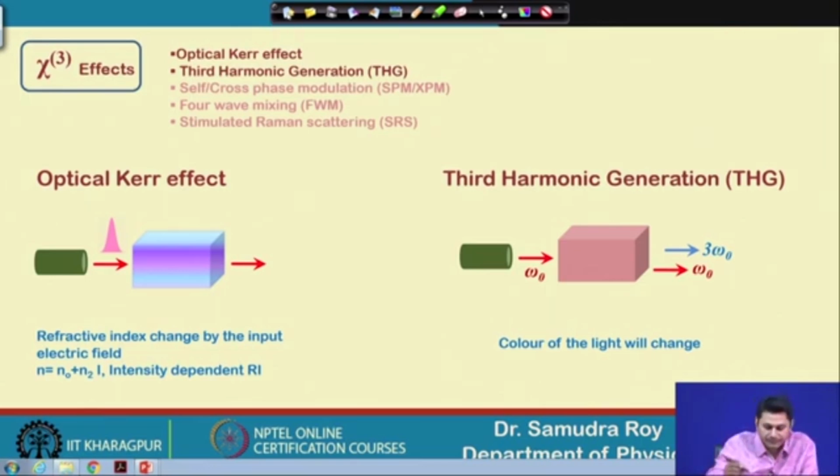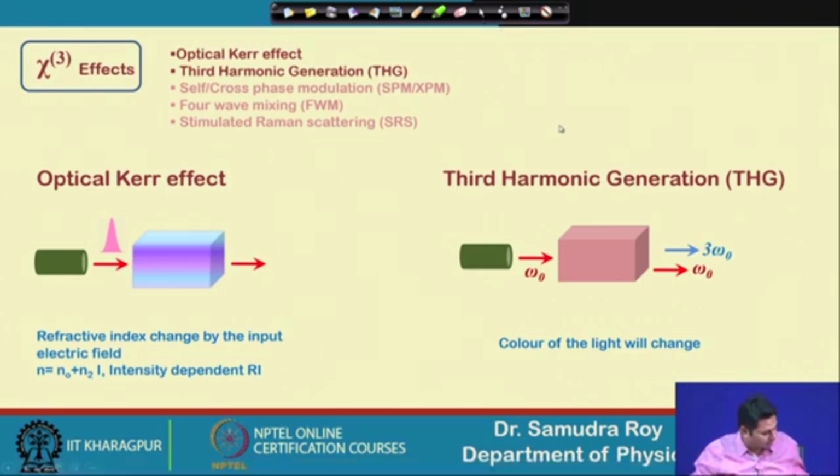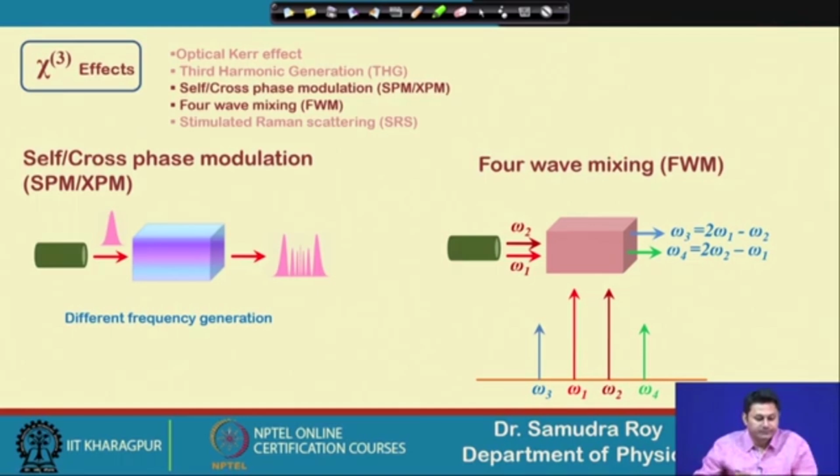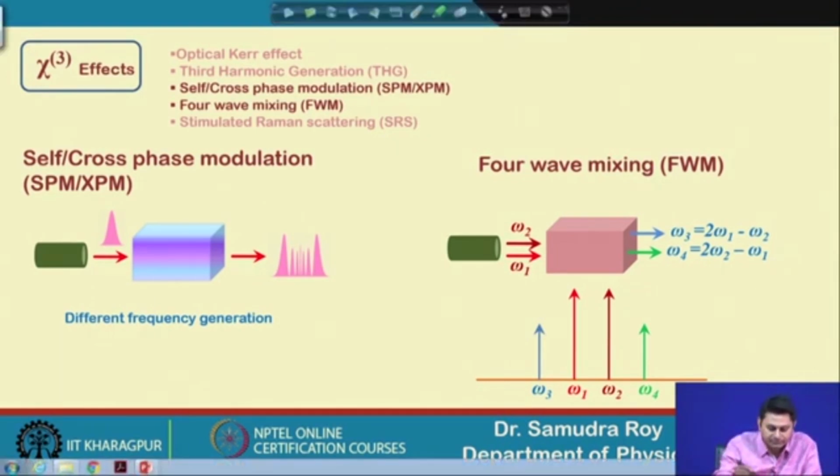Well, the next thing we will learn is self and cross phase modulation. In the chi3 effect there is a thing called self phase modulation and cross phase modulation, which is also very important. So, what is the meaning of self phase or cross phase modulation? Let us try to find out. In this figure we try to show that I am launching one light, say with frequency omega 0.